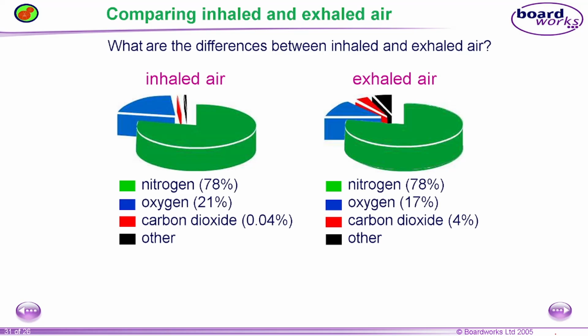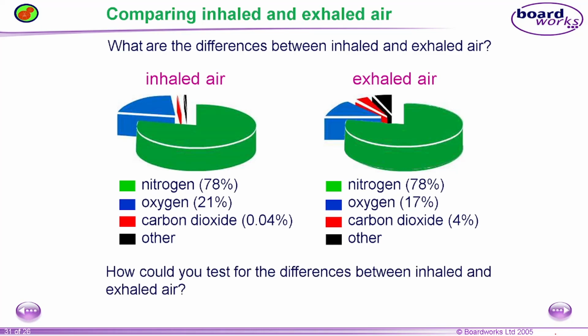So have you noticed a pattern? Nitrogen is not used by our body in gas exchange. Therefore, all the nitrogen that is inhaled is exhaled. Only a portion of the oxygen we inhale is utilized, and the rest is exhaled. Whereas a lot of carbon dioxide is released, which is counted as a waste product. How could you test for the differences between inhaled and exhaled air?